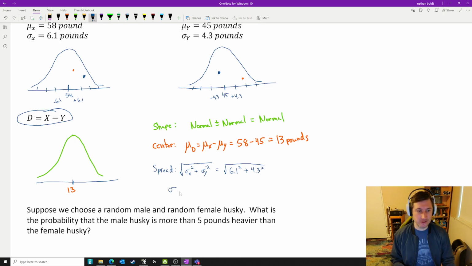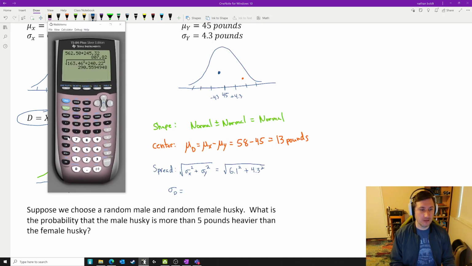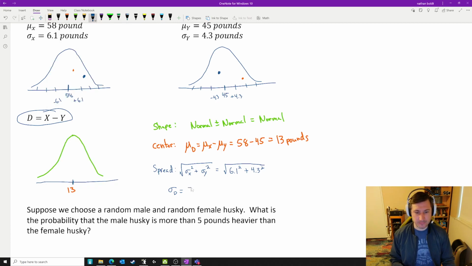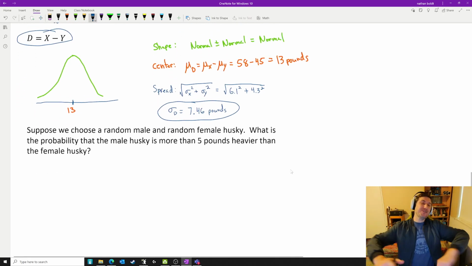So the standard deviation of D is equal to the square root of 6.1 squared plus 4.3 squared, which is 7.46 pounds. All right, as you can see, it got more spread out. 6.1, 4.3. It is more spread out. Well, now that I know the shape is normal, I know the center is 13, I know the standard deviation is 7.46, I can ask you one of these questions.